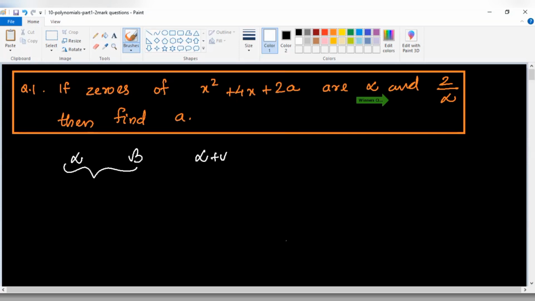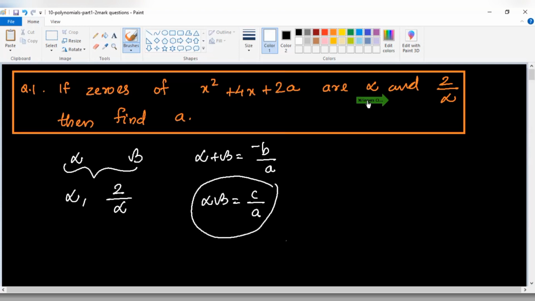So alpha plus beta is equal to minus b by a, and alpha beta is c by a. This is what we know. And here in this question, alpha is one of the zeros, and the second one, that is beta, in place of beta we have 2 by alpha. So if we take this property, that the product of zeros is c by a, we can solve it easily. See, the product of alpha and 2 by alpha, what we will get? Alpha into 2 by alpha, we can cancel alpha and alpha, that is 2.